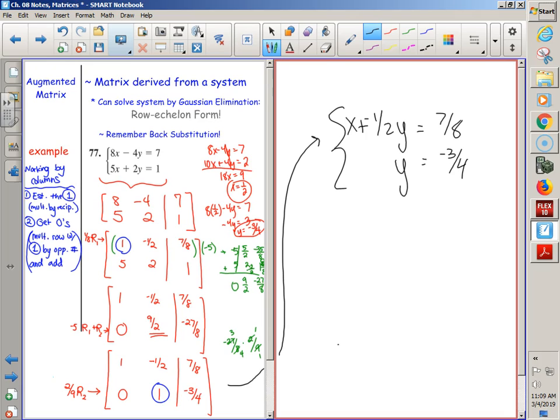Row echelon form says, hey, you already got to one answer. As soon as I have a 1 with a number, I already have a variable. Did I write something wrong, Joe? Okay, so hold on and pause.